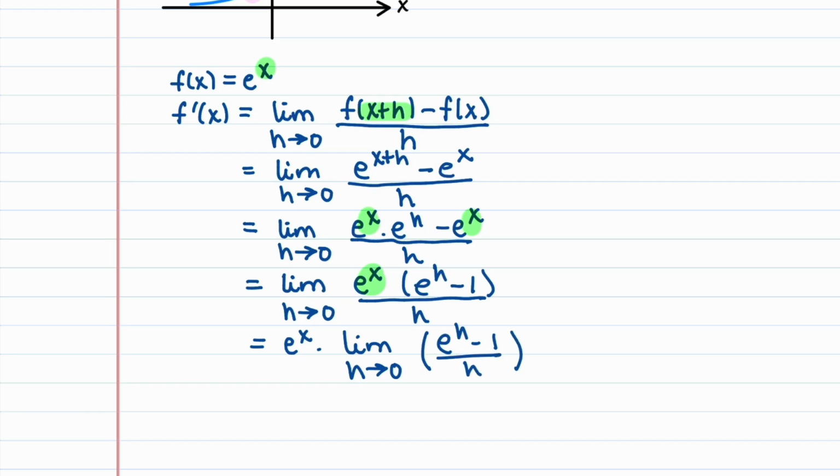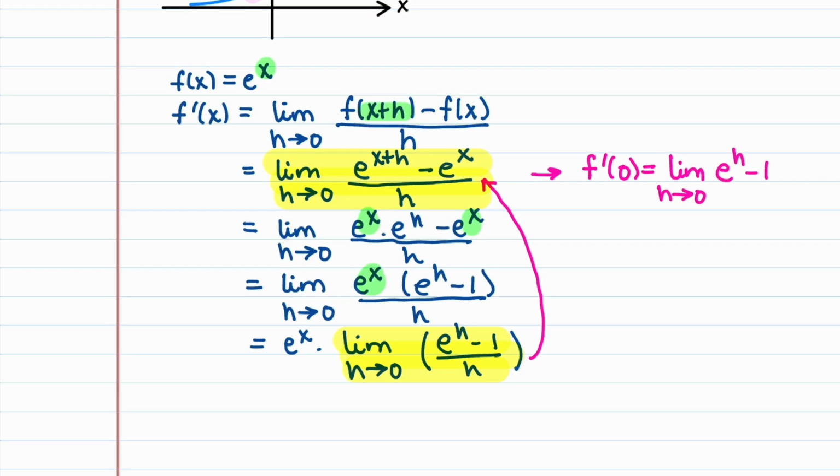Now we're going to look back up to this line right there. What we have here is the same as what we have here if x were equal to 0, because e to the 0 is equal to 1. So this tells us that our derivative at 0 is the limit as h goes to 0 of e to the h minus 1 all over h. We're just plugging in that x is equal to 0.